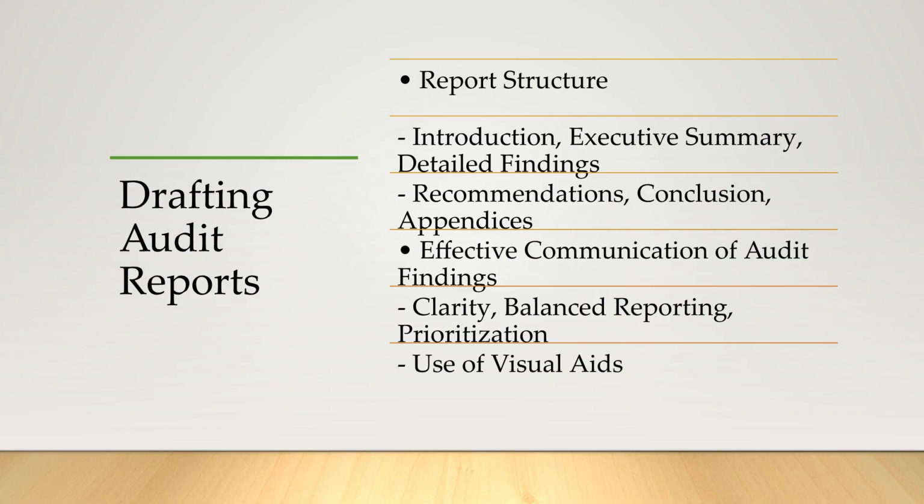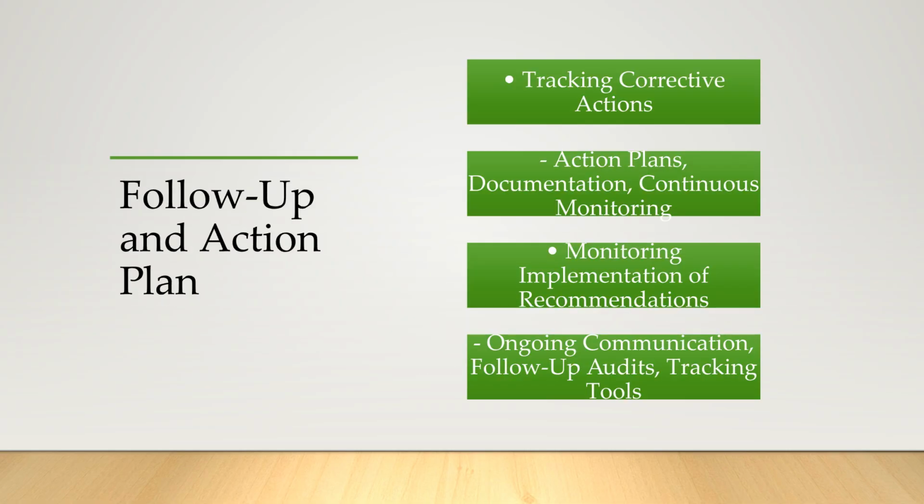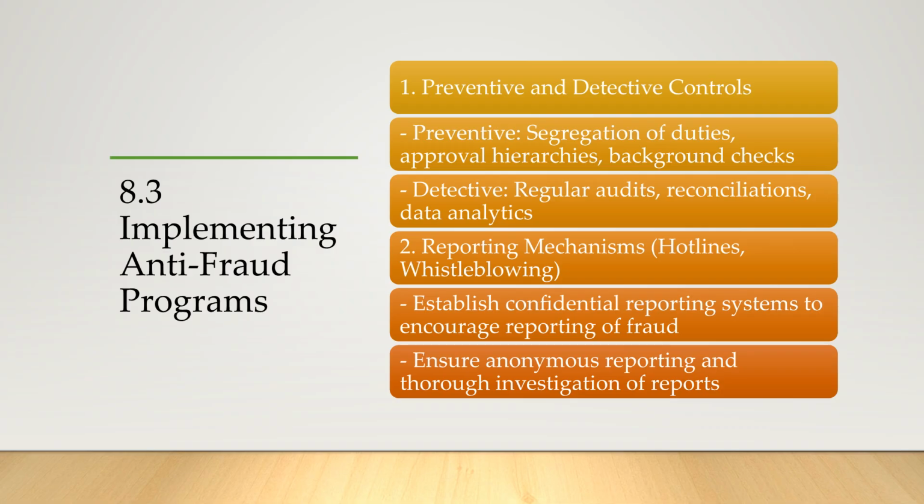Effective communication requires clarity, balanced reporting, and prioritization. Follow-up and action planning involve tracking corrective actions, documentation, and continuous monitoring. This also includes ongoing communication, follow-up audits, and tracking tools to monitor the implementation of recommendations. Implementing anti-fraud programs relies on preventative controls like segregation of duties and detective controls such as regular audits. Establish confidential reporting mechanisms like hotlines to encourage whistleblowing and ensure thorough investigations.